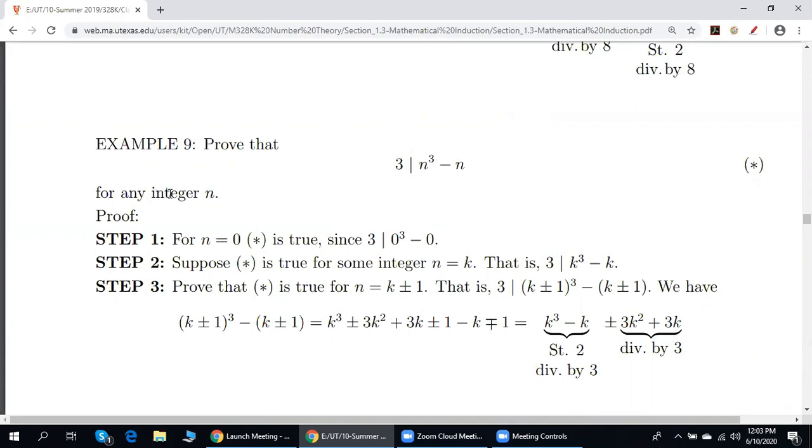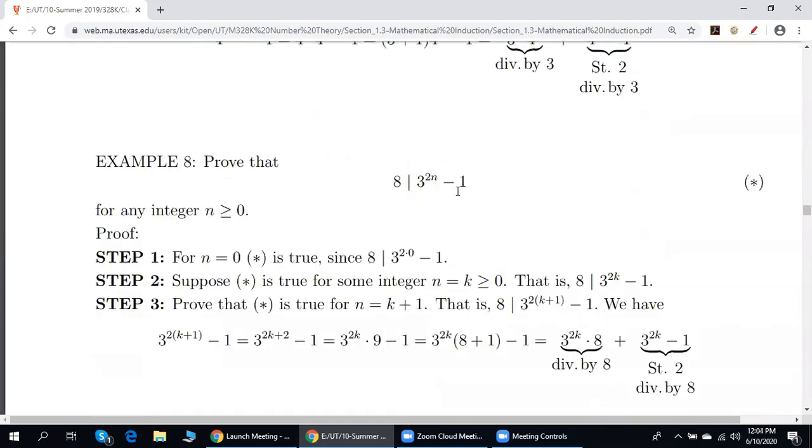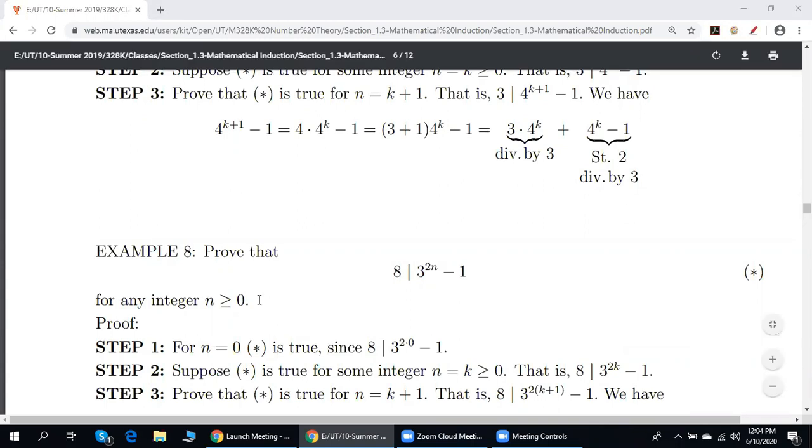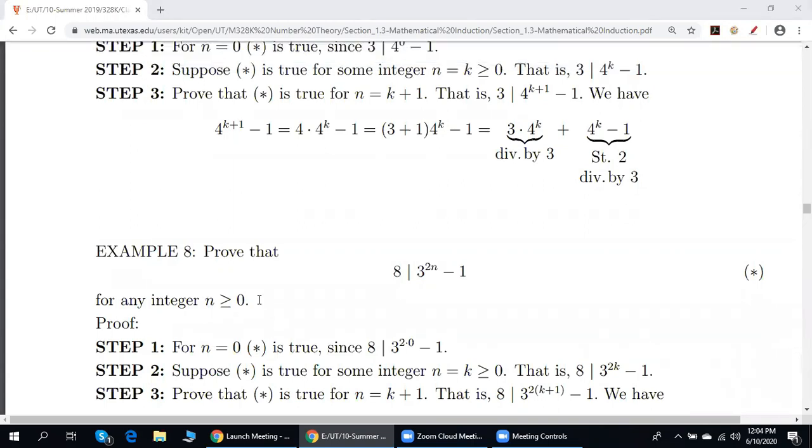So what do we do? Think about the following. In step 1, let us show that this is true for some value of n of our choice. Compare with, say, example 8. In example 8, we do not have any choice. In step 1, we have to prove it for n is equal to 0.